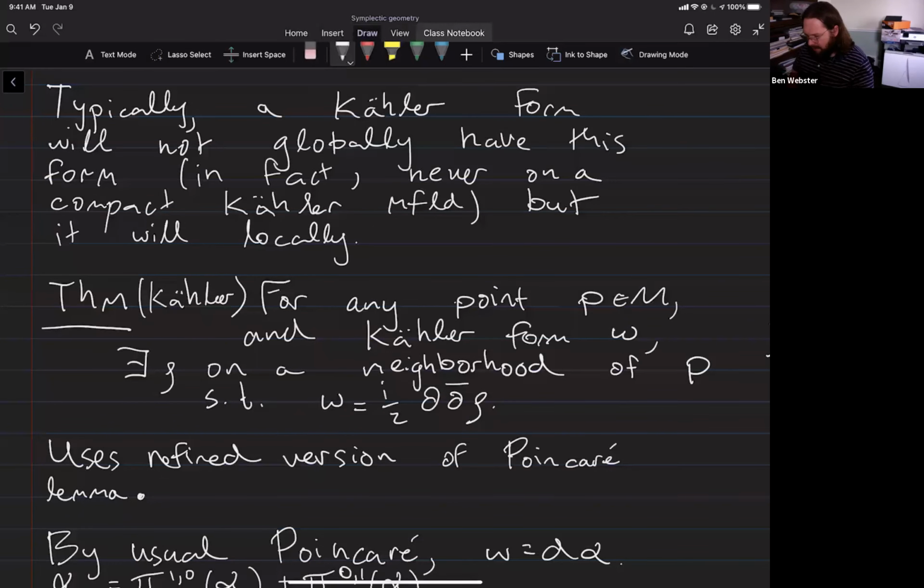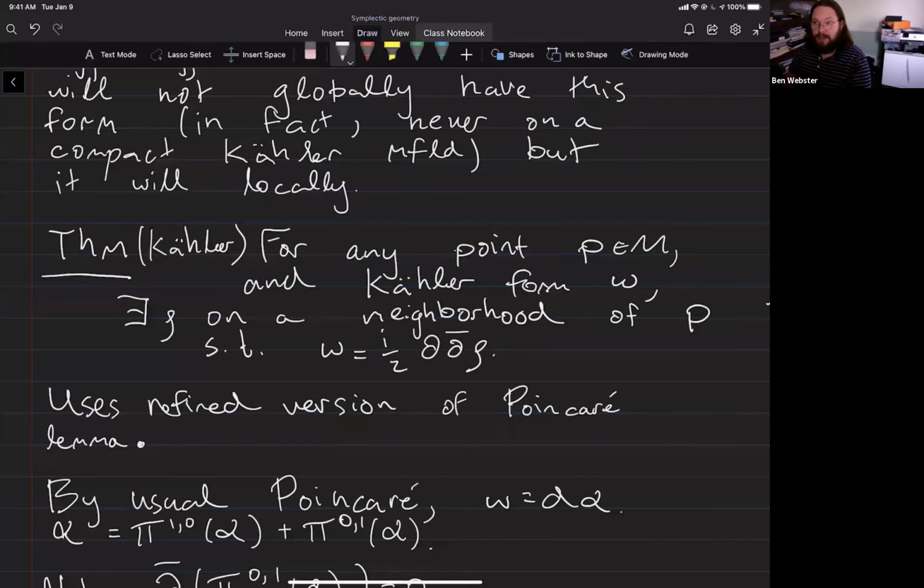So for any point, if you have a Kähler form on a manifold and you choose a point, there's always a neighborhood of that point where your Kähler form actually is of this form. And I'm just going to note, you essentially can never do this globally on a compact manifold because your symplectic form has to have a non-trivial class in H2. And so you're never going to be able to write it as del of something.